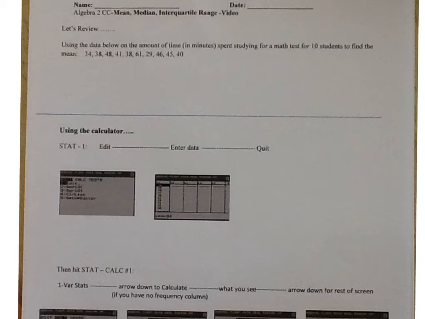All right, so what you're going to do is now start typing in the data. So you're going to type in 34, enter. And then you type in 38, enter. 48, enter. 41, enter, and so on. Up until you have all of this data entered, and you should have 10 pieces of data entered into your calculator. Okay, after that, I'll give you actually a couple seconds to finish typing that in.